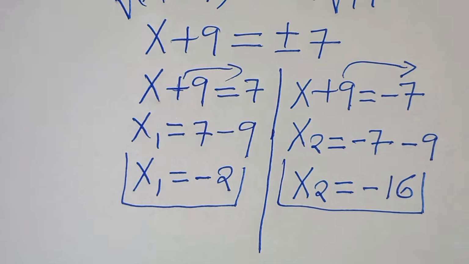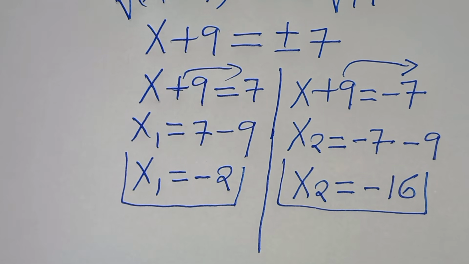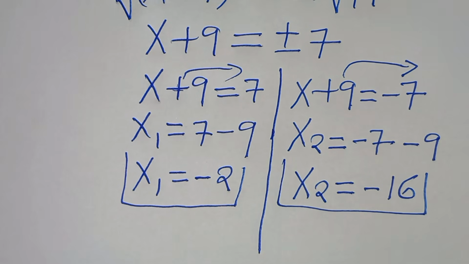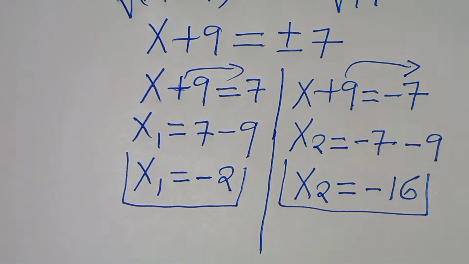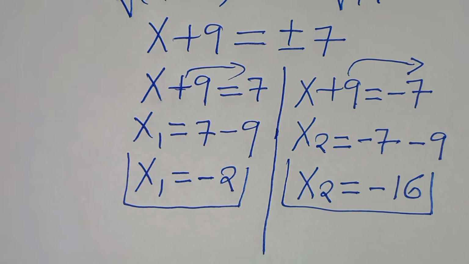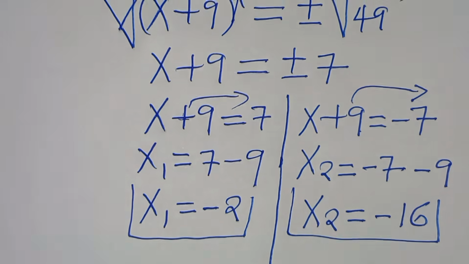So applying the three methods, we have the values of x being equal to negative 2 and negative 16 for all the three methods.